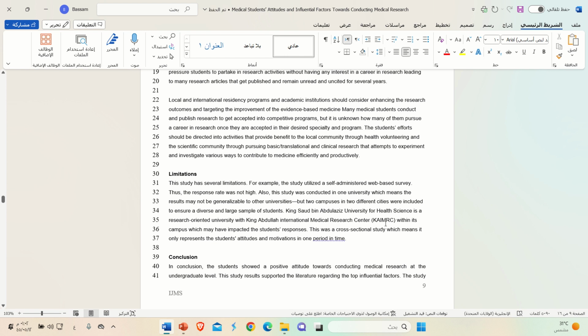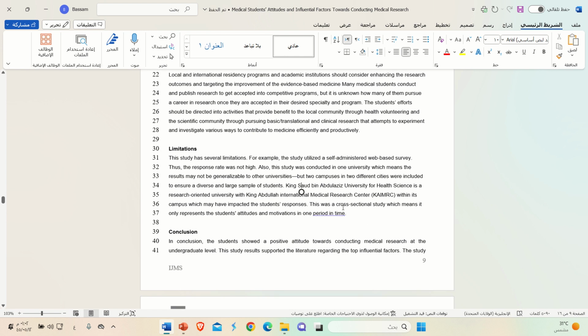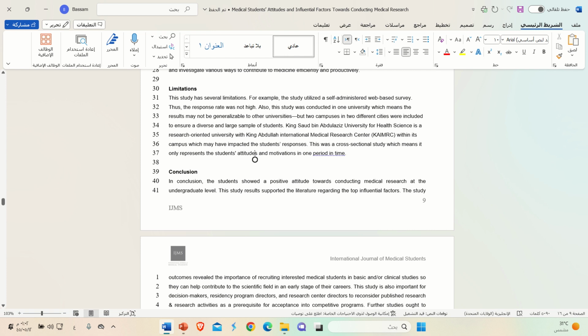And it was a cross-sectional study and it was done at one point in time. So instead of having a study conducted at several points in time, it was only conducted once. These are all considered limitations.